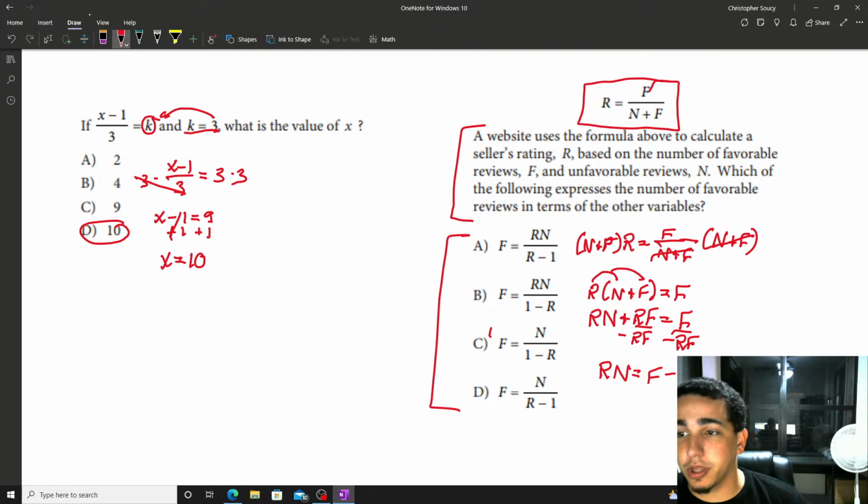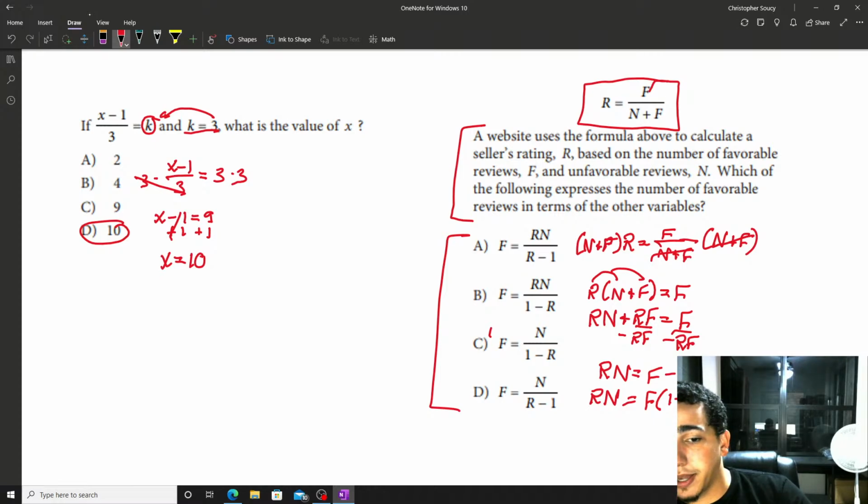Now that we have the variable that we're looking for together on one side, what we're able to do is factor the f out. If we factor an f out, we're going to have 1 minus r left over. This is the opposite of distributing. If we have f times 1 minus r and we distribute the f back in, we'll end up where we started. So we're just doing the opposite of distributing. And this is still going to be equal to rn.